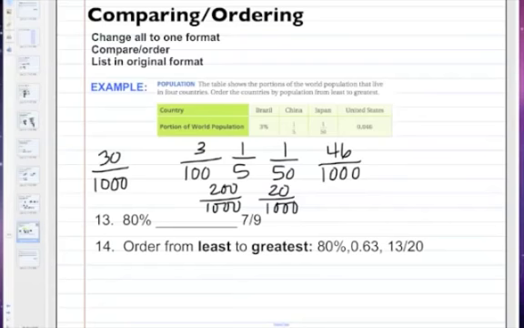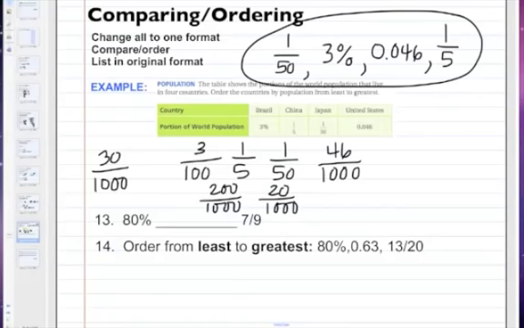So the smallest would be Japan at 1/50th, followed by Brazil at 3%, followed by the United States at 46/100ths, and the largest would be China at 1/5. And notice when I compare them, I put them back into their original format. Now I want you to do problems number 13 and 14 using these steps, and then press play when you're ready to check your work.